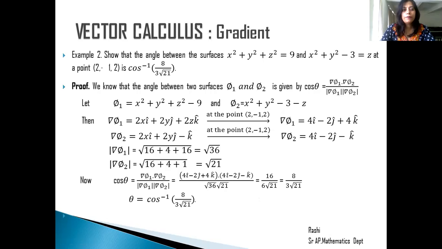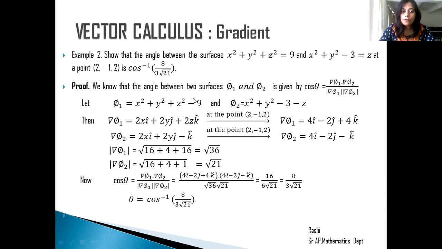Now see this example. Show that the angle between the surfaces x² plus y² plus z² equal to 9 and x² plus y² minus z equal to 3 is cos inverse of 8 upon 3 root 21 at this point. The point is a must; I need the point to work out. Now this will give me phi 1 and this will give me phi 2. Okay, so I have defined my phi 1 and my phi 2.